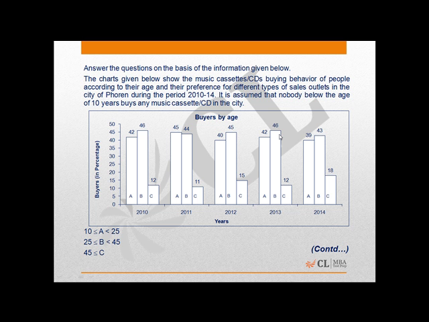This set is based on bar charts. In the first chart, it is given the music cassette buying behavior of people according to their age and their preference for different types of sales outlet in the city of Foreign during the period 2010 to 14. It is assumed that nobody below the age of 10 years buys any music cassette or CD in the city.